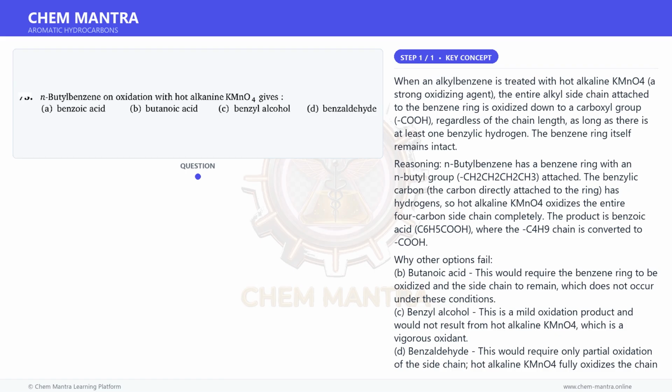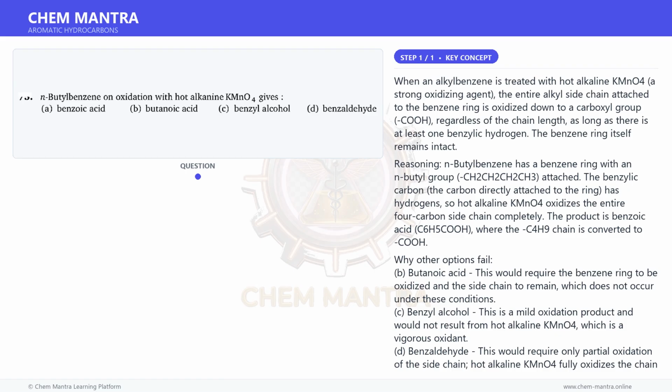Reasoning: n-butylbenzene has a benzene ring with an n-butyl group, CH2CH2CH2CH3, attached. The benzylic carbon, the carbon directly attached to the ring, has hydrogens, so hot alkaline KMnO4 oxidizes the entire 4-carbon side chain completely. The product is benzoic acid, C6H5COOH, where the C4H9 chain is converted to COOH.